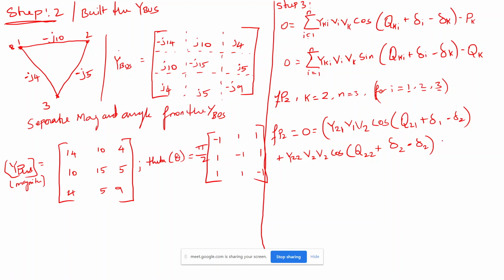is 3, so still it is going on, so plus y 2 3 v3 v2 cos q 2 3, this is q 2 3 plus del 3 minus del 2, and this whole minus p, k means what? Here k is 2, right? It is p2, it is p2, understand? So this is equation 1.